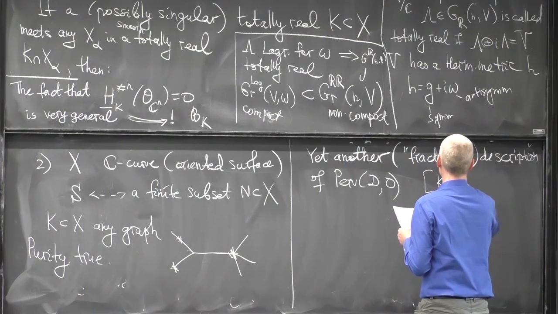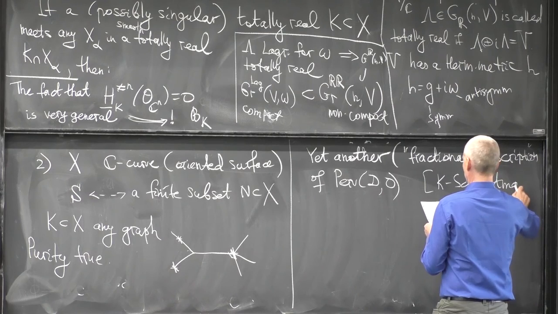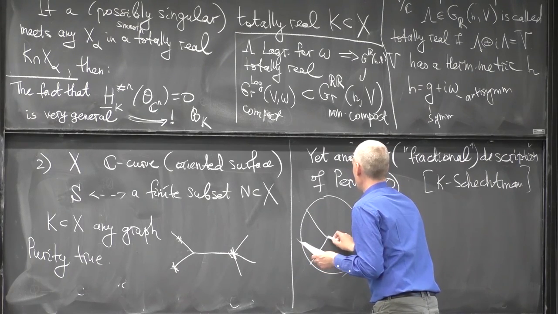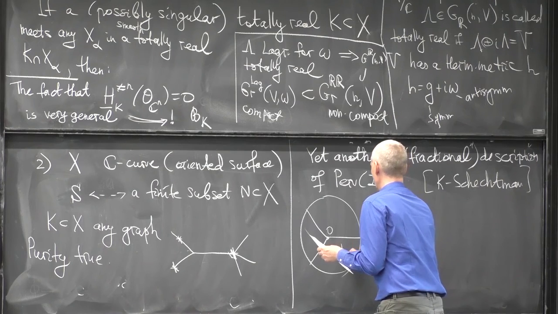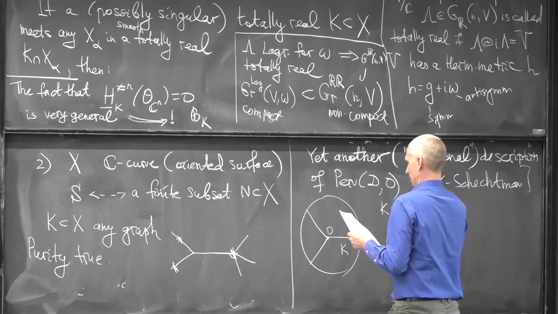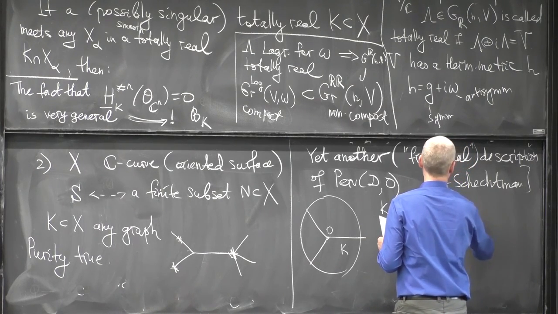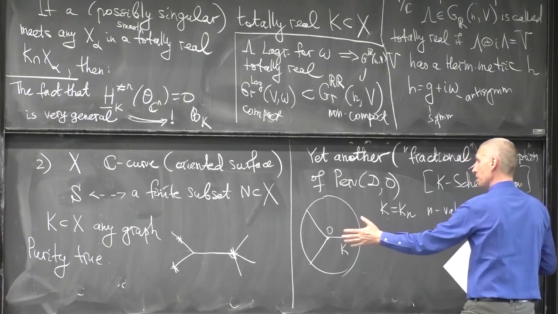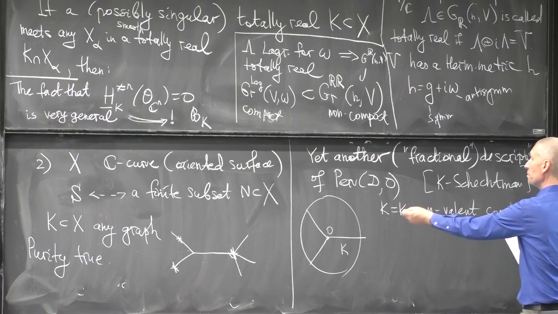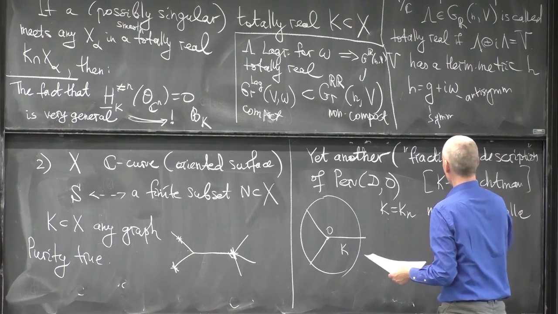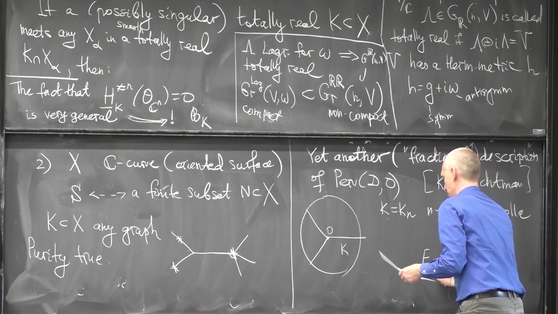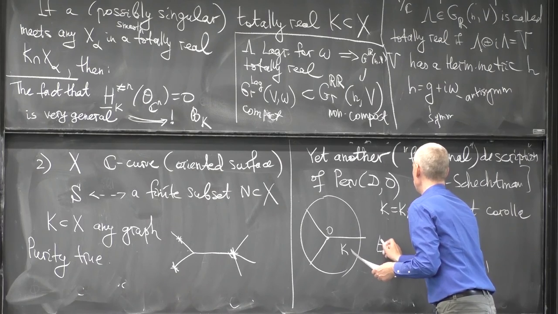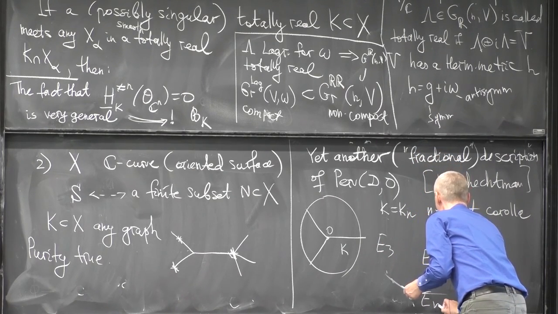This again was obtained jointly with Schechtman. So in the disk, we now take this corolla. So we take K equals K_n, the n-valent corolla. And then if we do the same thing, the cohomology with support, we have a diagram which has the shape of this graph. So we have diagrams of the form E0, E1, E2, E3, up to E_m, with the diagrams like this.